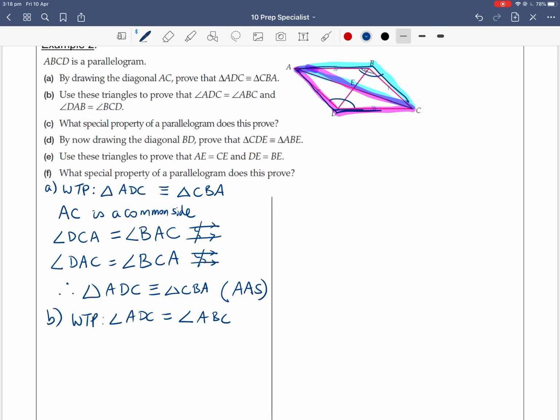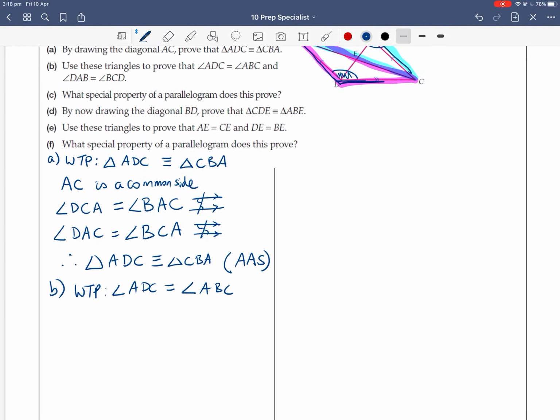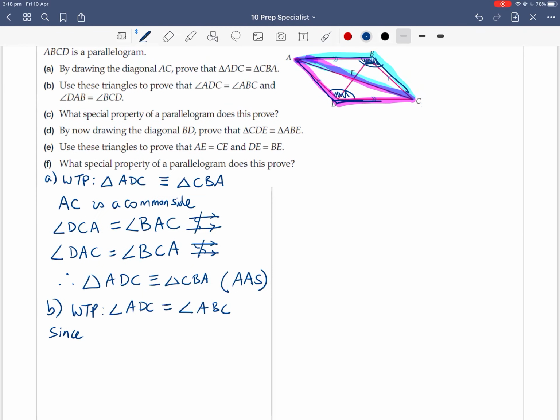Now because the blue triangle and the pink triangle are congruent, then immediately the corresponding angles in the triangles must be the same. So we can write: since triangle ADC is congruent to triangle CBA from part A, we know that angle ADC must equal angle ABC. That's just a given because we proved congruence.